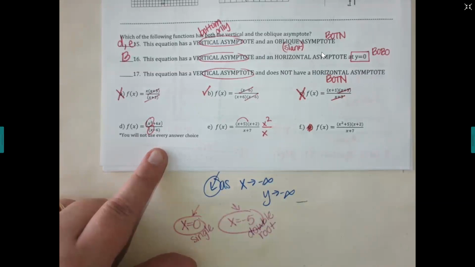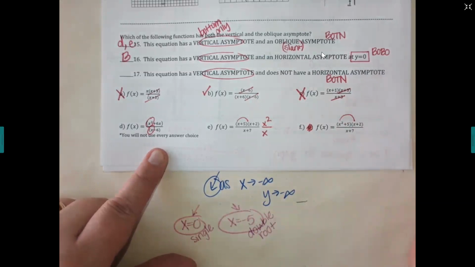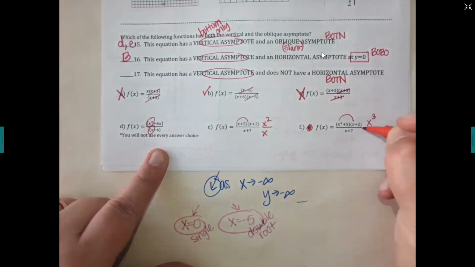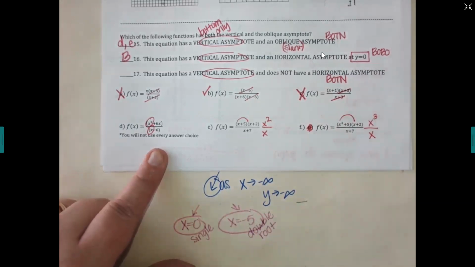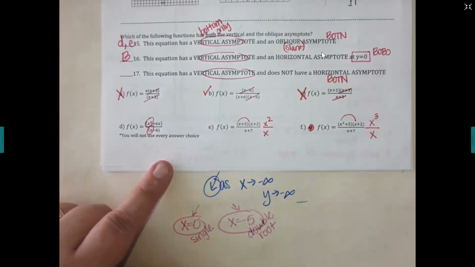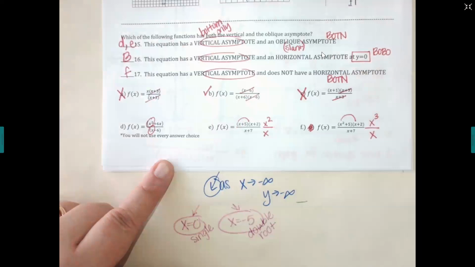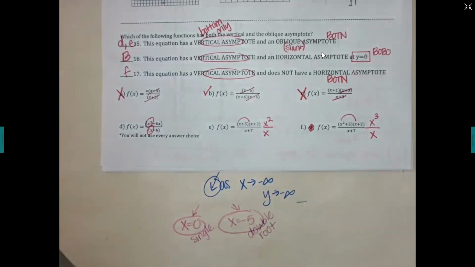Okay, versus for F, how many X's do you have on the top? X squared times X would be X cubed over X. And so would that count as a slant asymptote? No. No, because remember, slants have to be one bigger on top than on bottom. So I'm gonna go ahead and put F for 17. Do you feel like you can do that?